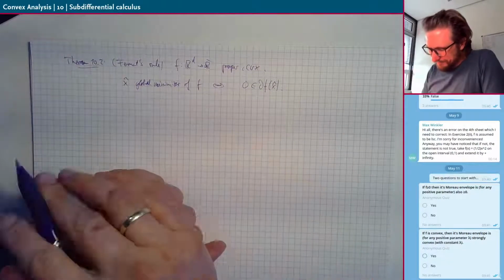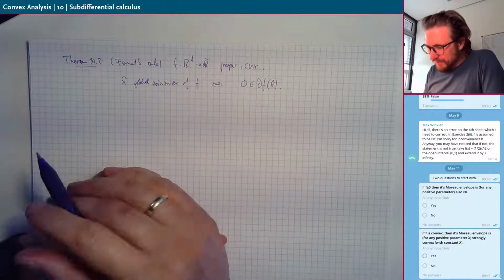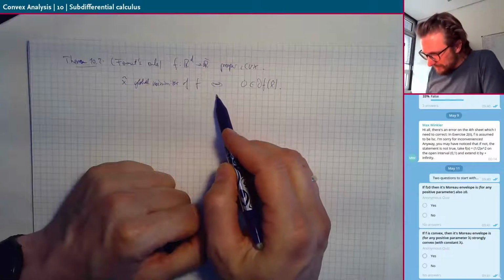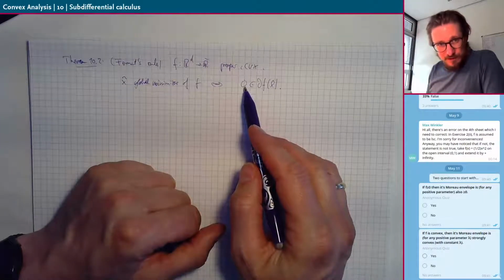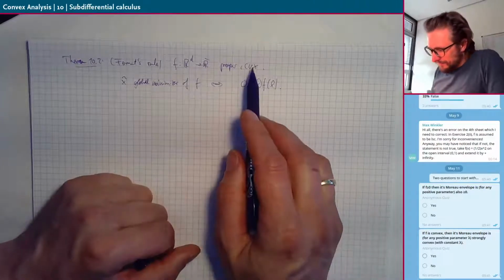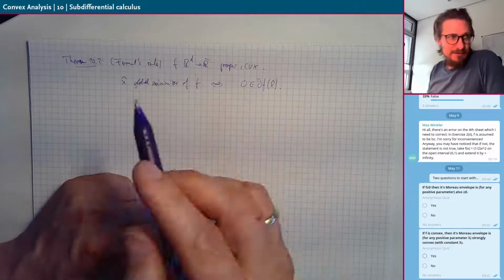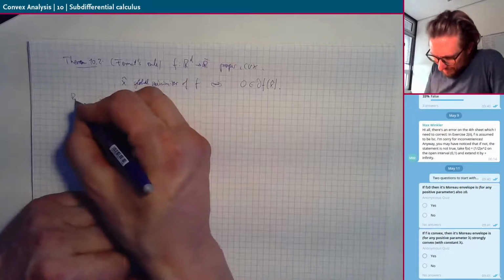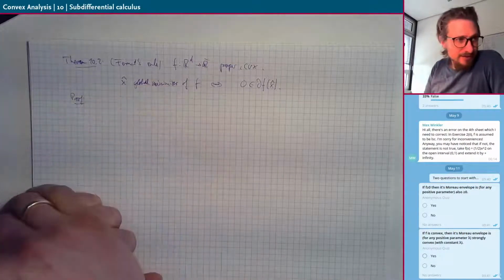In the differentiable case, you only have this direction here, but then you know that 0 has to be the gradient of f at x hat. Because of convexity, you have both directions. Yeah, that's it. And the proof is very simple. It's really nothing, not much is in there.